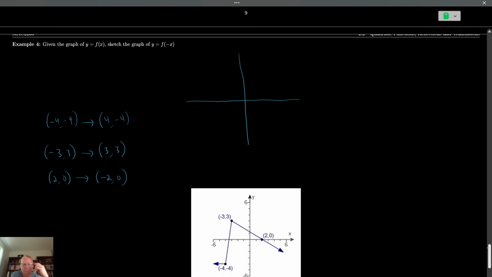Okay, so now we just plot these points and connect them in the same way that they're connected here, and we should end up with the same graph. So we have 4, -4. So 1, 2, 3, 4. 1, 2, 3, 4. So that'll be about right there. We have 3, 3. 2, 3, 3, 3. And then we have -2, 0. About right there.